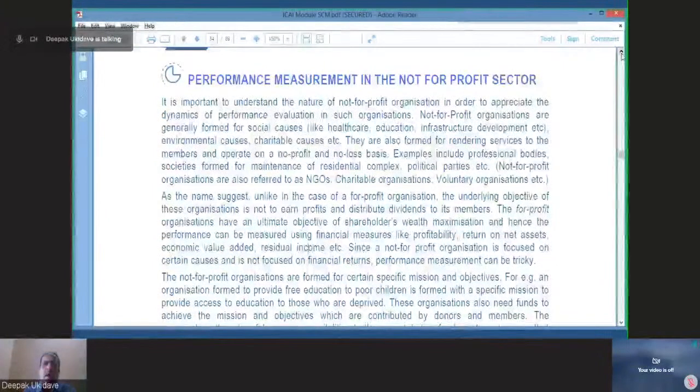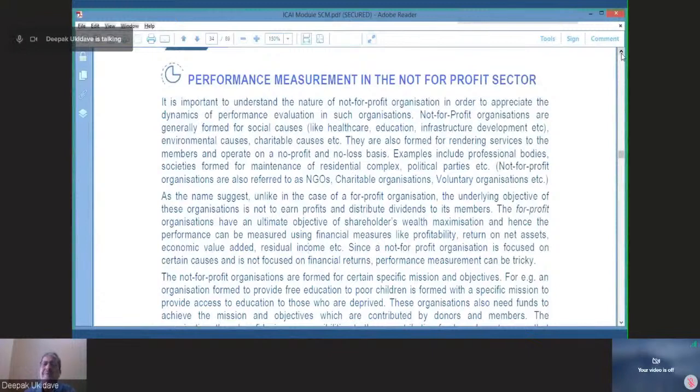That now we have the pandemic situation outside, and therefore how to save the patients from this disease and how to cure this disease. What are the remedies? So for charitable causes, so many institutions are working. So we have not-for-profit organizations which are set up mainly with philanthropic objective or with social causes, namely healthcare, education, infrastructure development, environmental causes, charitable causes, and so on. These bodies or these organizations obviously are not into profit making.